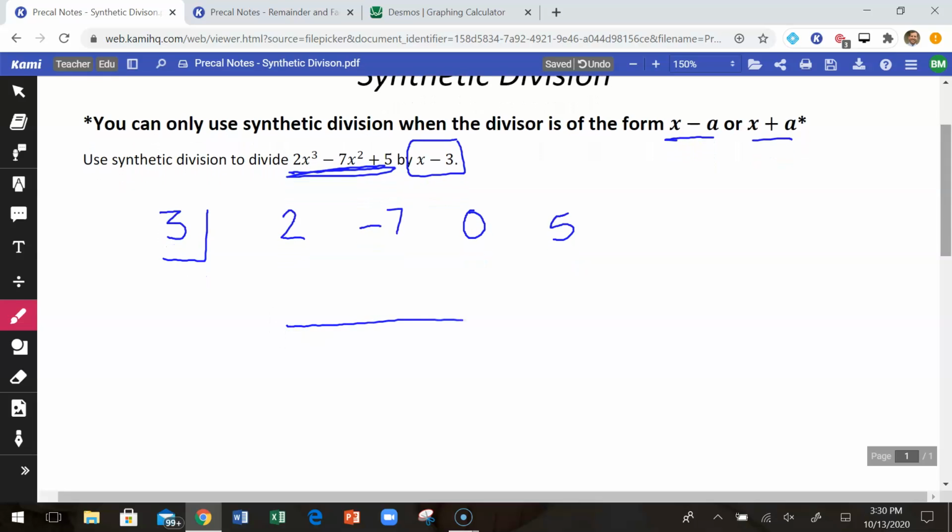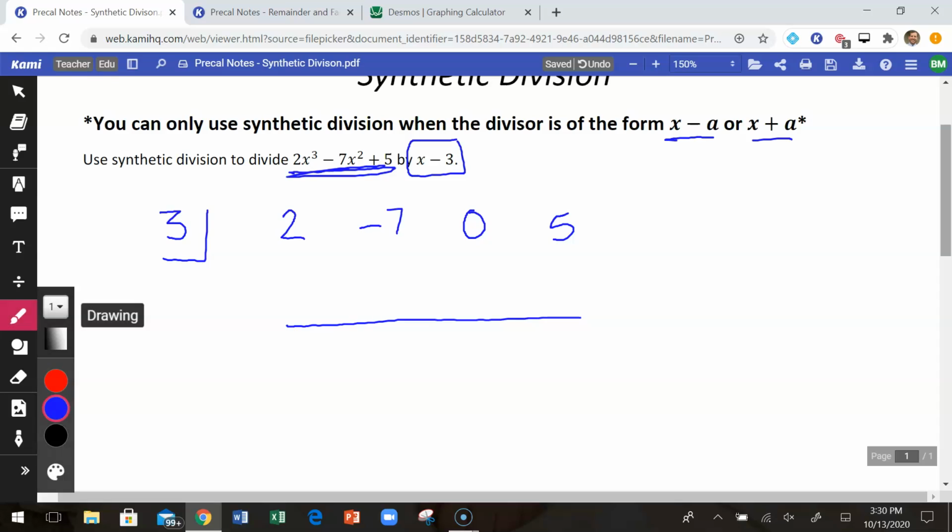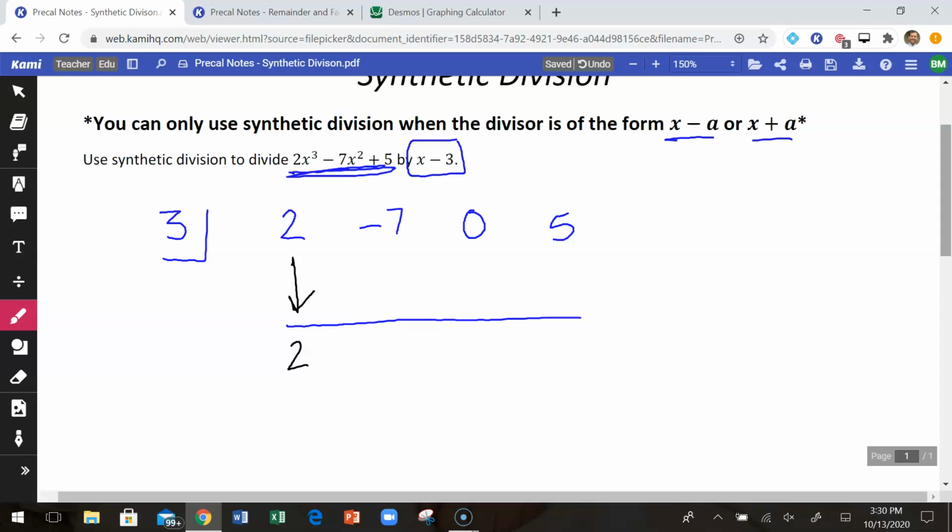I'm going to save some space here. I'm going to draw a line. And then we are going to proceed with our process of synthetic division. And it goes like this. Whatever your first number is, you just drop that straight below the line. So 2 comes straight down. Then you take that number, you multiply by the number in the box, and you write that in the next slot over on top of the line. So 2 times 3 is 6, and I'm going to write that here.